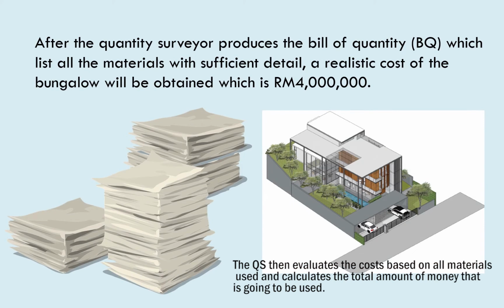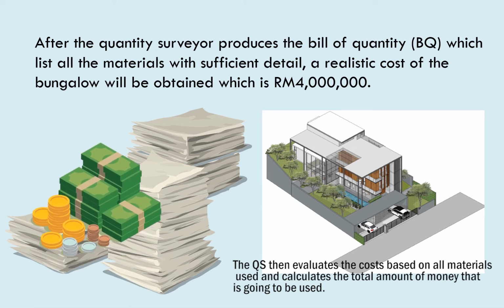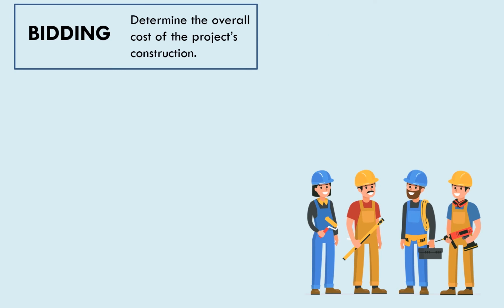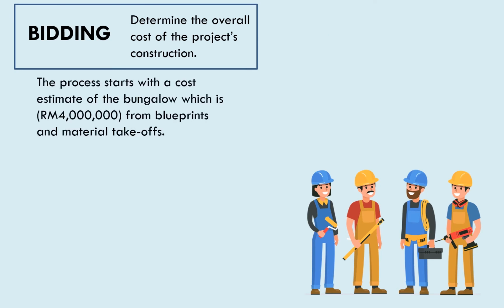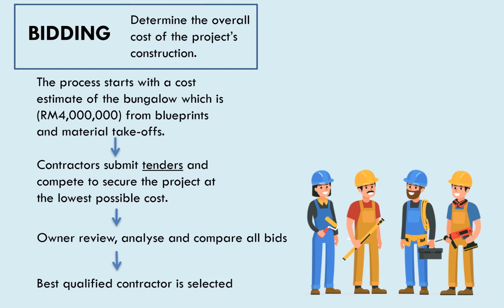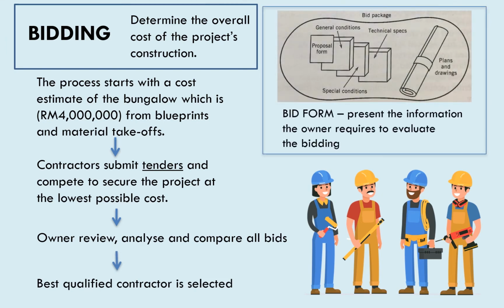The quantity surveyor then evaluates the cost based on all materials used and calculates the total amount of money that is going to be used. The amount should not exceed the budget of 4 million ringgit, and it is the quantity surveyor's duty to ensure the cost is under the budget. The bidding is a process where the contractors submit their tender and the QS and architect evaluate these tenders and conclude which contractor provides the highest value with a reasonable price. Then the architect and QS recommend the contractor to Ms. Teo to start the construction.